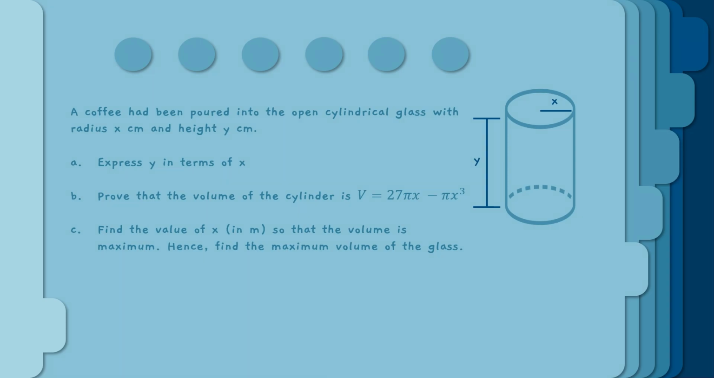The second situation is that coffee has been poured into an open cylindrical glass with radius x cm and height y cm. A, express y in terms of x. B, prove that the volume of the cylinder is V equals 27 pi x minus pi x to the power of 3. C, find the value of x in centimeters so that the volume is maximum. Hence, find the maximum volume of the glass.